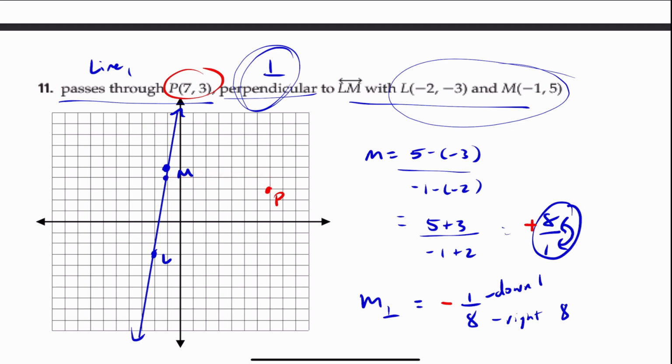Okay? And then you can repeat that. You're going up 1, and then right 8. 1, 2, 3, 4, 5, 6, 7, 8. And then you start connecting the dots. Just like so. There you go. Does that look perpendicular? Yes, it does. Alrighty.